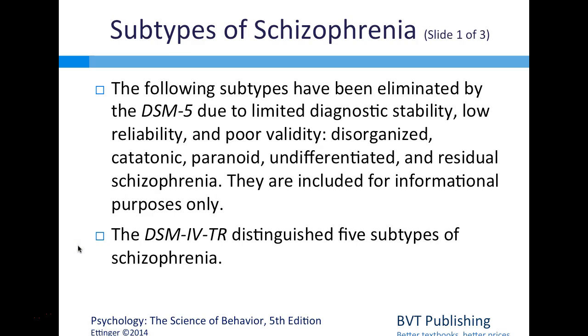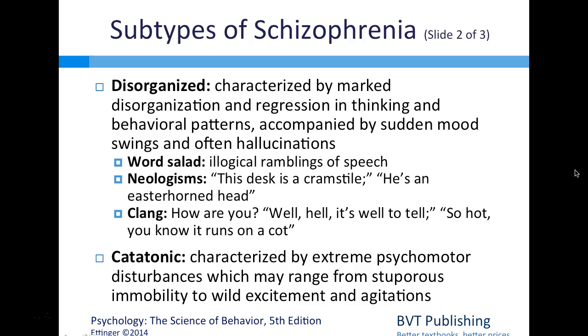So there are subtypes of schizophrenia that we're going to talk about now. The following subtypes have been eliminated by the DSM-5 due to limited diagnostic stability, low reliability, and poor validity: disorganized, catatonic, paranoid, undifferentiated, and residual schizophrenia. They are included for informational purposes only, okay? So the DSM that came out before the 5 is the DSM-4 TR, which is text revision. So the DSM-4 distinguished these 5 subtypes of schizophrenia.